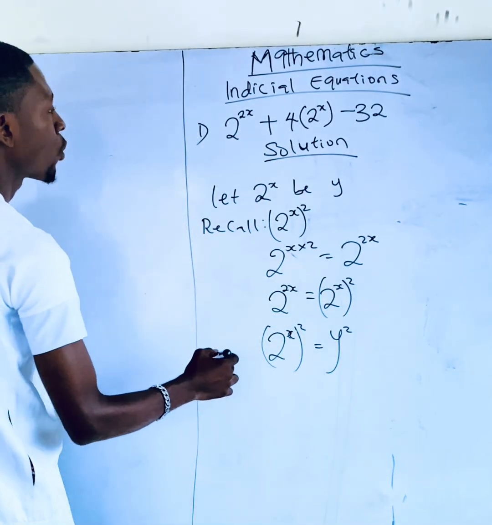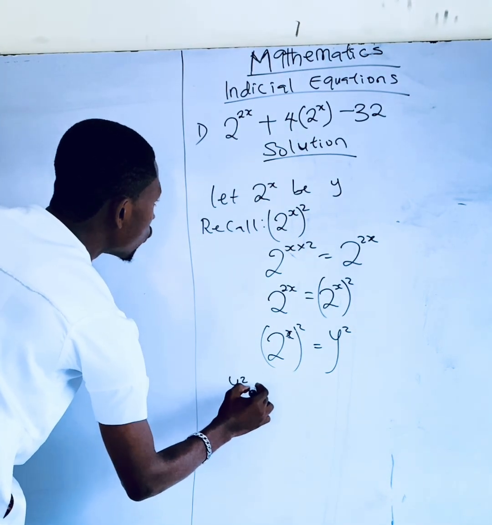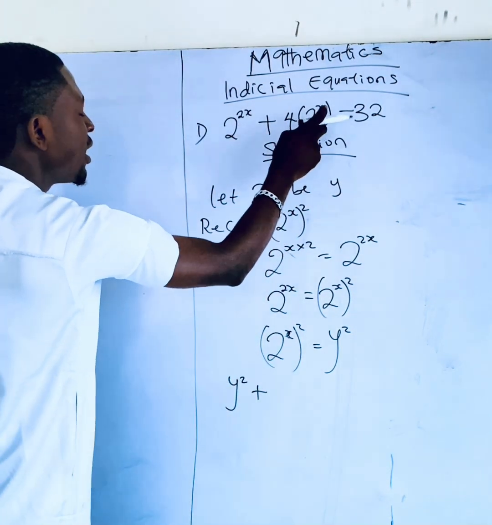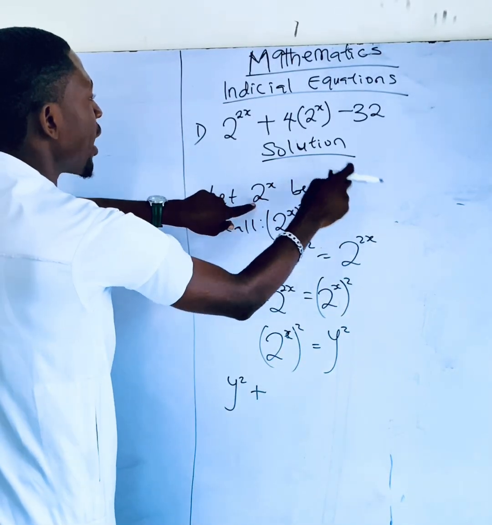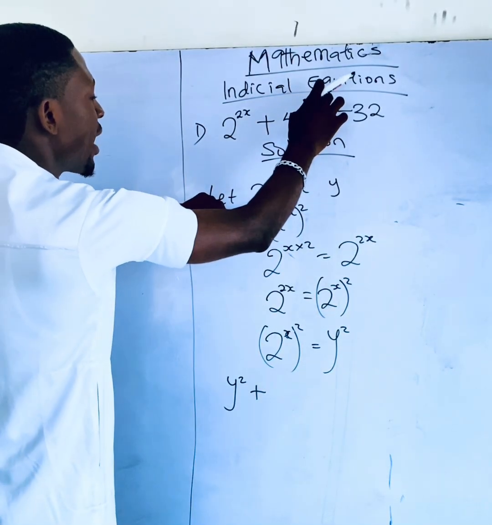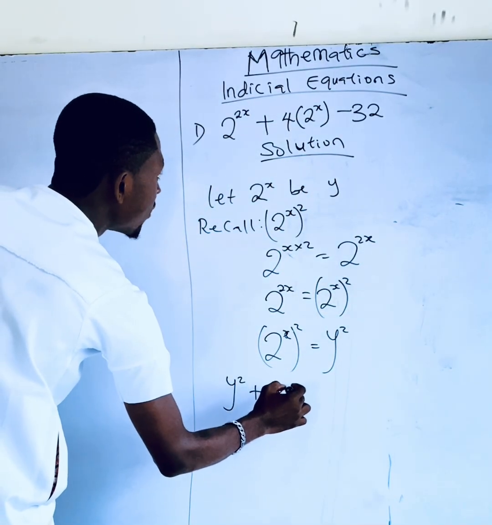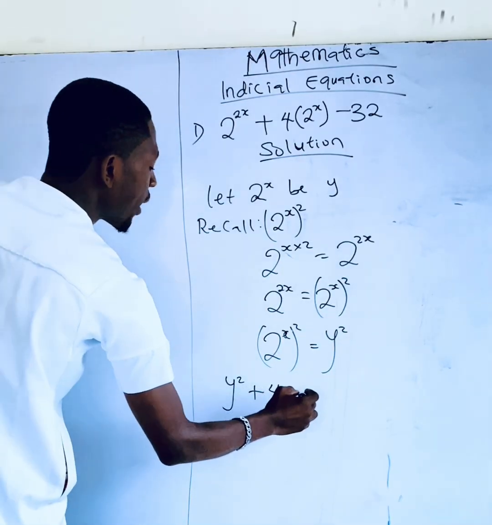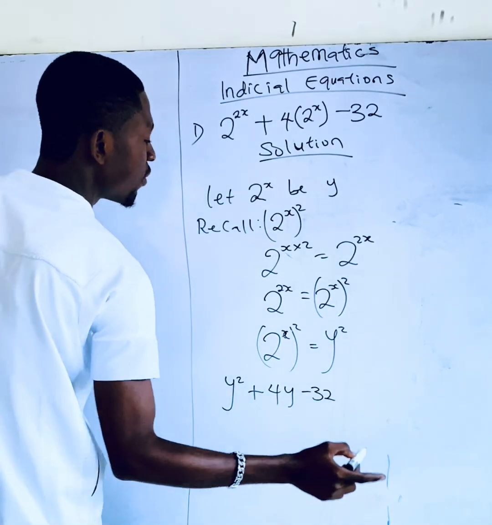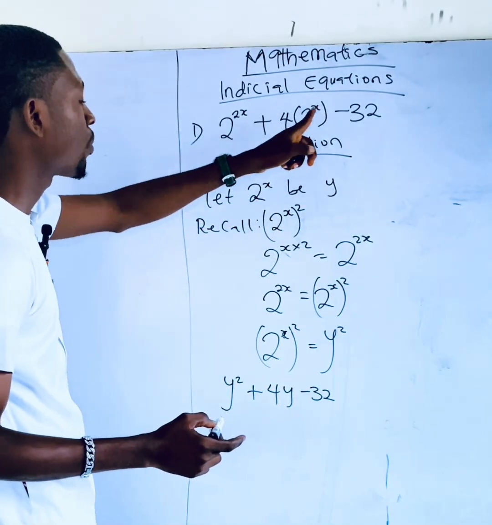With this, we can go straight and say y raised to the power 2 plus 4. Recall that 2^x is y. So we have 4 times y, which gives us 4y, minus 32. I made a mistake: I said 2x, but this is 2 raised to the power x.